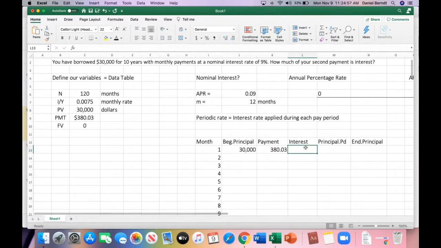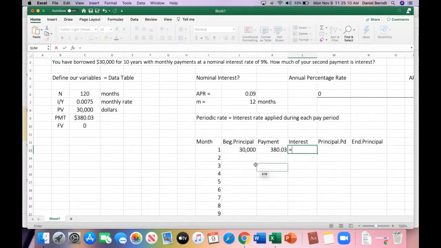So the interest is the periodic rate or monthly rate multiplied by the beginning principal. So this is really neat because we get to use cell referencing. So we're going to say equals. We're going to grab that principal. We're going to say times. And we're going to grab that monthly rate right over there.